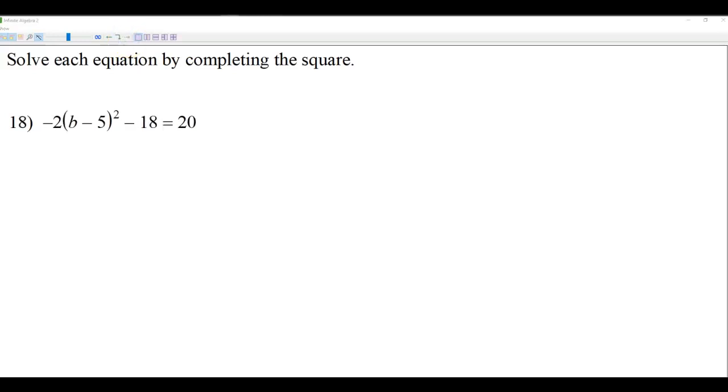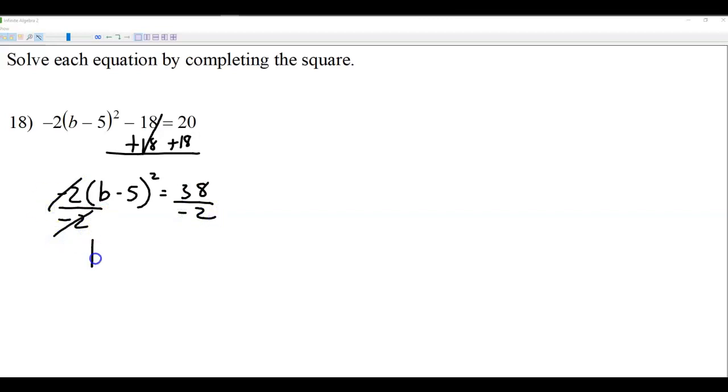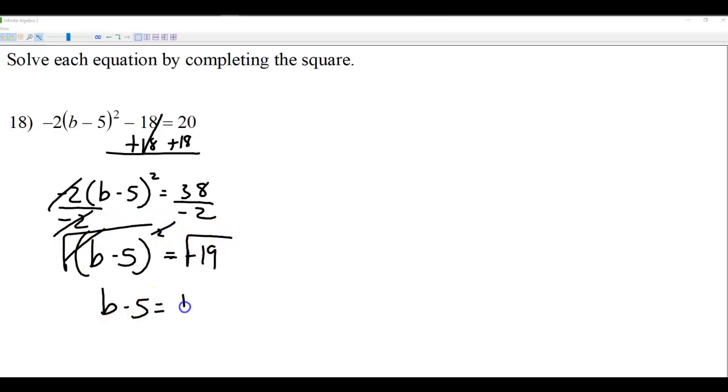All right, we'll do, I think, one more problem. Once again, get rid of the numbers on the outside here. Then we take our square root. Got a plus and a minus square root of negative 19.